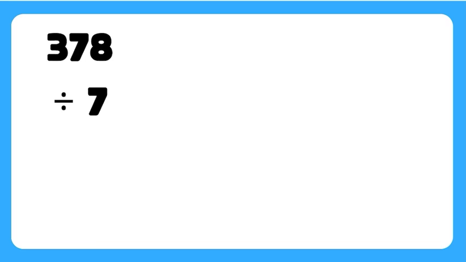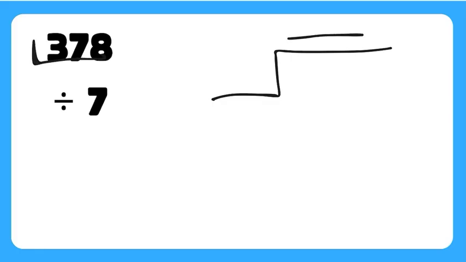378 divided by 7. Now we have multiple digits. This is how you write these equations, like this. On top you will be writing your answer. There's actually not much space for me, I'll just move it a little down. You will be writing your answer over here. You will write this number, the big one, over here, and this number over here.